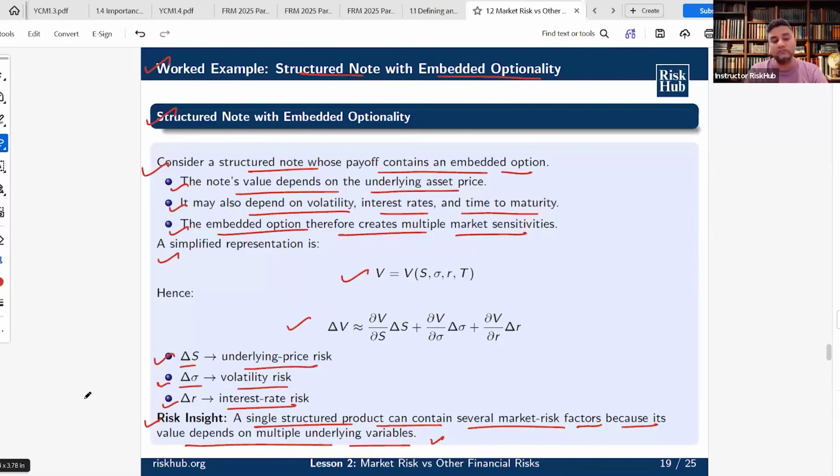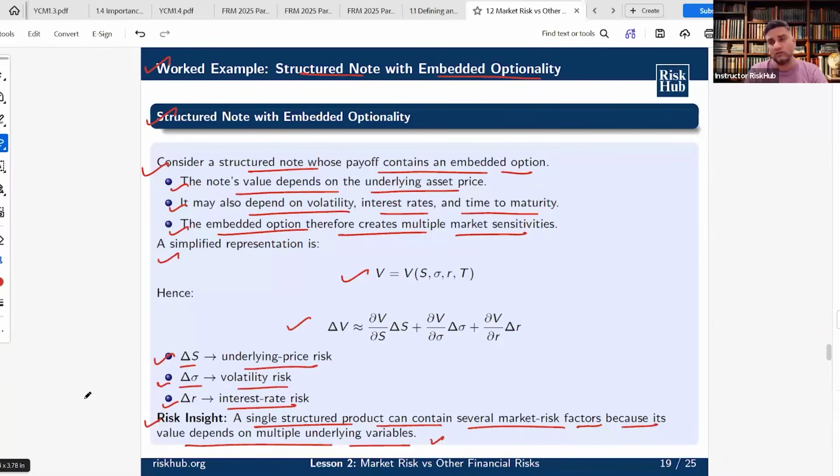Multiplying a sensitivity with a movement factor gives the value change from that factor. Summing the three gives the total value change. The approximation sign appears because only first order terms are kept. The slide names the three factor moves. Delta S is underlying price risk, delta sigma is volatility risk, delta R is interest rate risk.